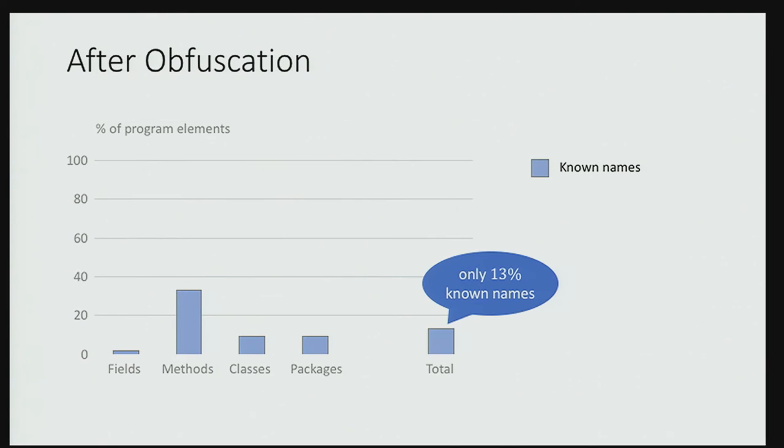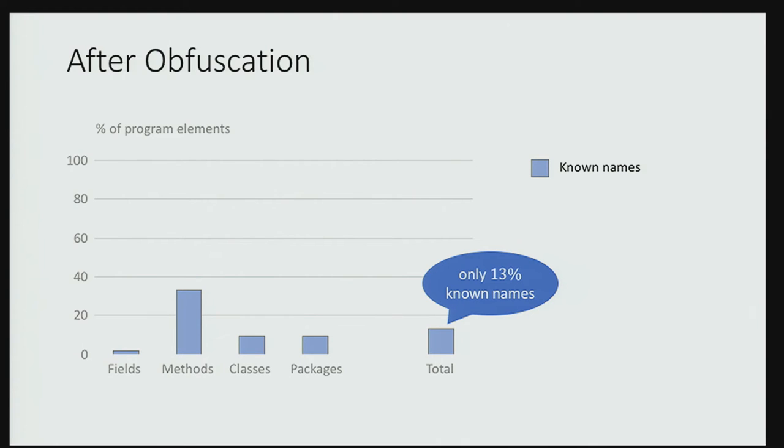So going to the data, here you see data about the program elements after obfuscation with ProGuard. It shows what percentage of the program elements have correct names after they have been obfuscated with ProGuard. And we have different bars that show information about the different kinds of program elements. So we have fields, methods, classes.